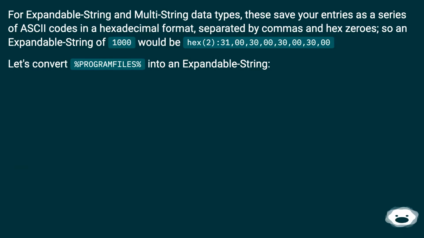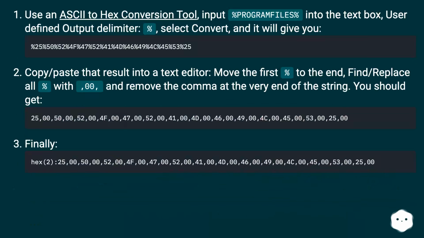Let's convert %ProgramFiles% into an expandable string. Use an ASCII to hex conversion tool, input %ProgramFiles% into the text box, set the user-defined output delimiter to %, select convert, and it will give you. Copy and paste that result into a text editor, move the first % to the end, find and replace all % with 00, and remove the comma at the very end of the string. You should get.